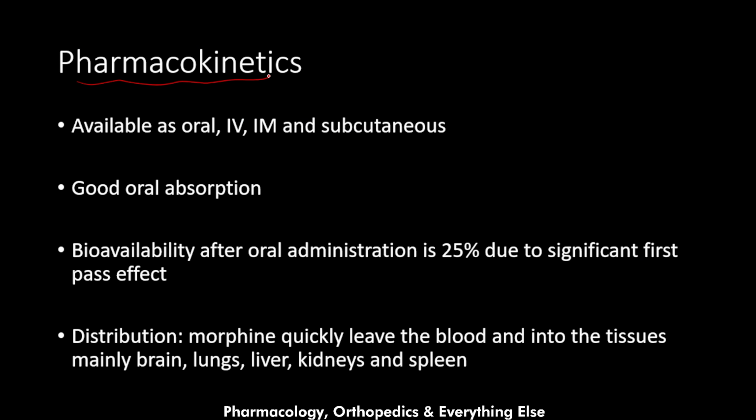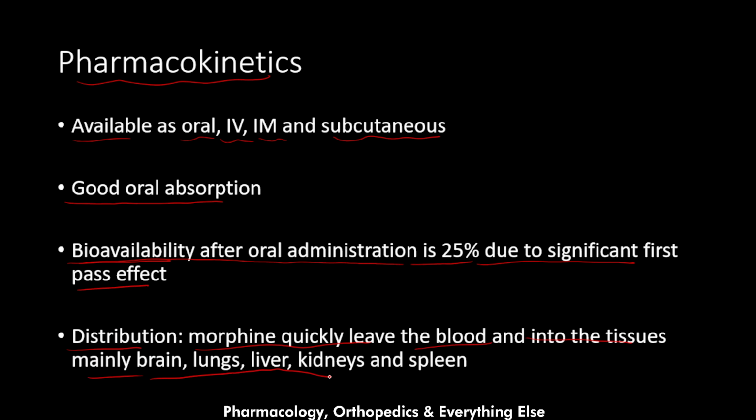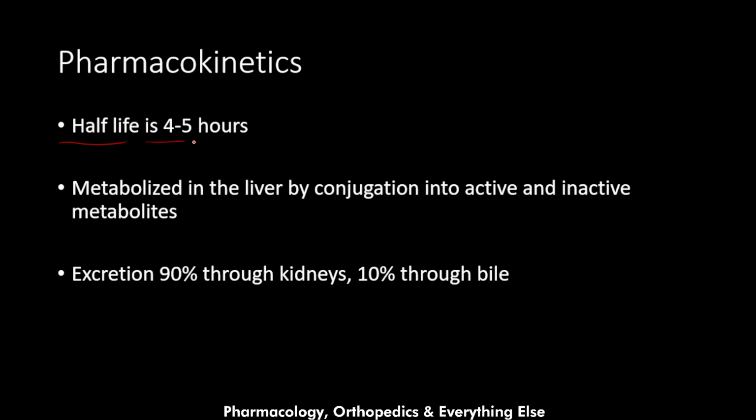Now let's talk about the pharmacokinetics of morphine. It is available as oral, intravenous, intramuscular, and subcutaneous formulations. It has good oral absorption. The bioavailability after oral administration is 25% due to significant first pass effect, because when the patient takes morphine, it gets absorbed from the GIT and goes through the portal vein into the liver, where the liver metabolizes 75% through the first pass effect and leaves 25% to be active in the circulation. Regarding distribution, morphine quickly leaves the blood and goes into the tissues, mainly the brain, lungs, liver, kidneys, and spleen. Morphine's half-life is 4 to 5 hours, and it is metabolized in the liver by conjugation into active and inactive metabolites, and it is excreted 90% through the kidneys and 10% through the bile.